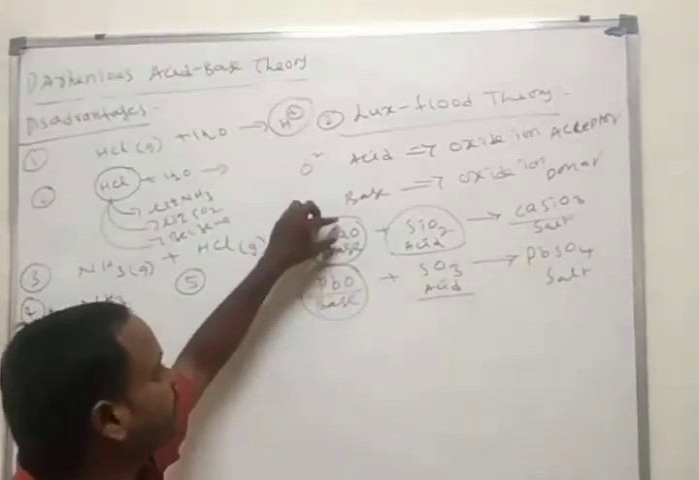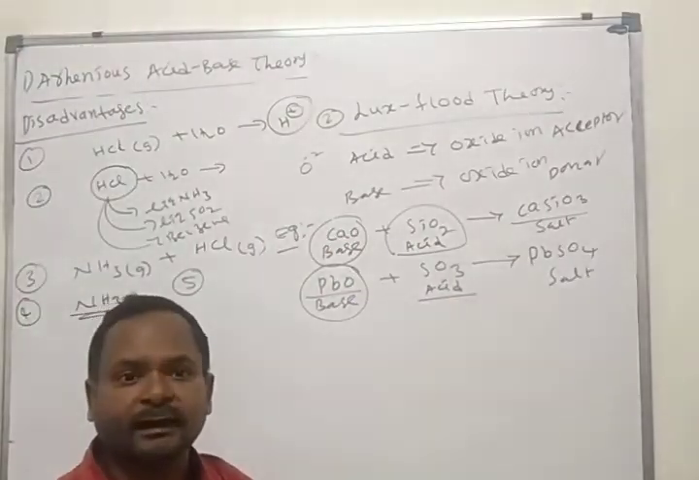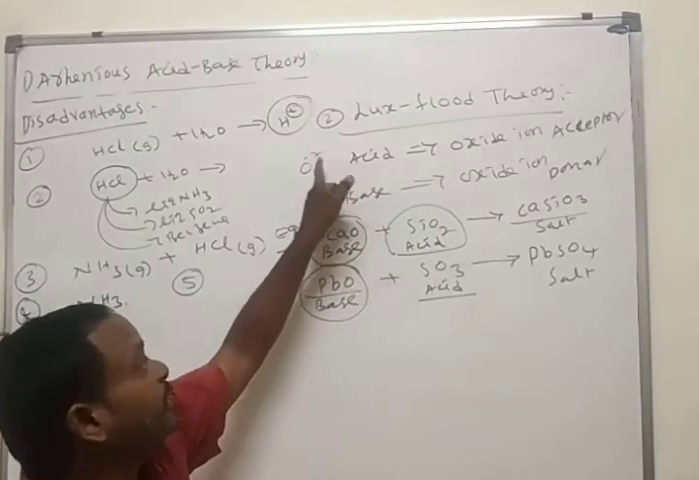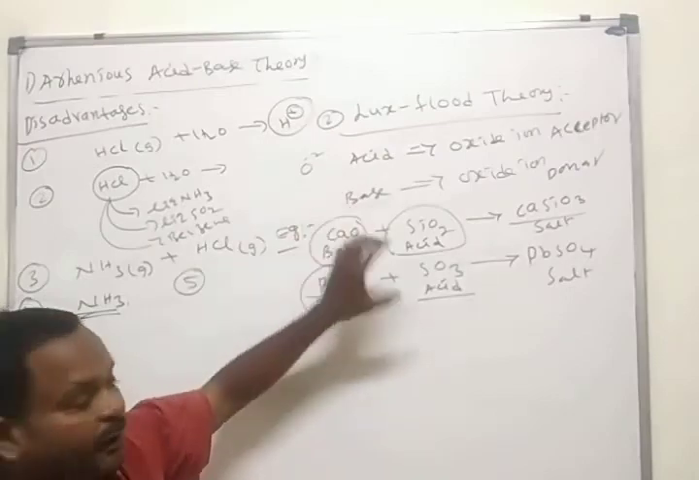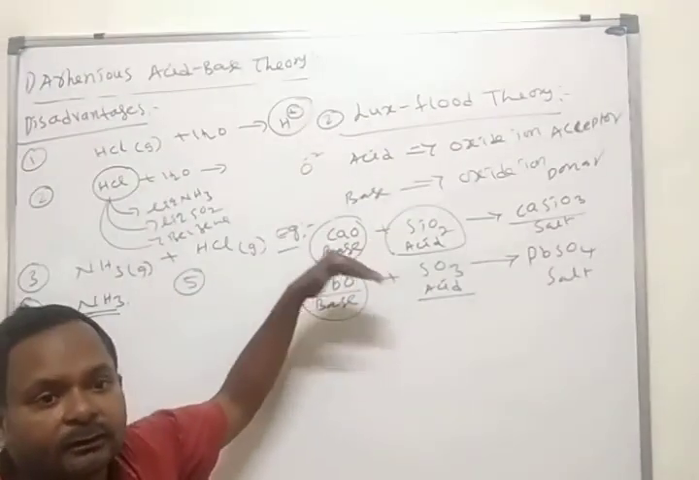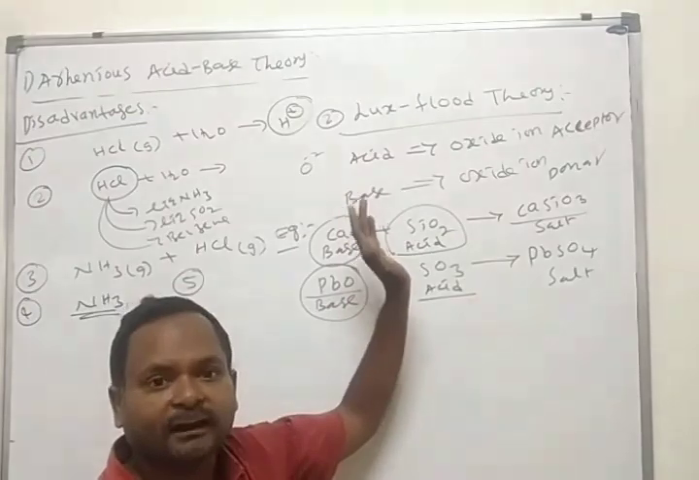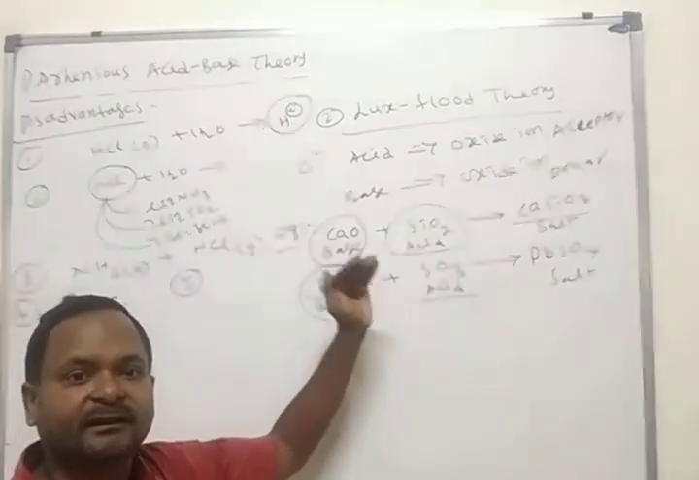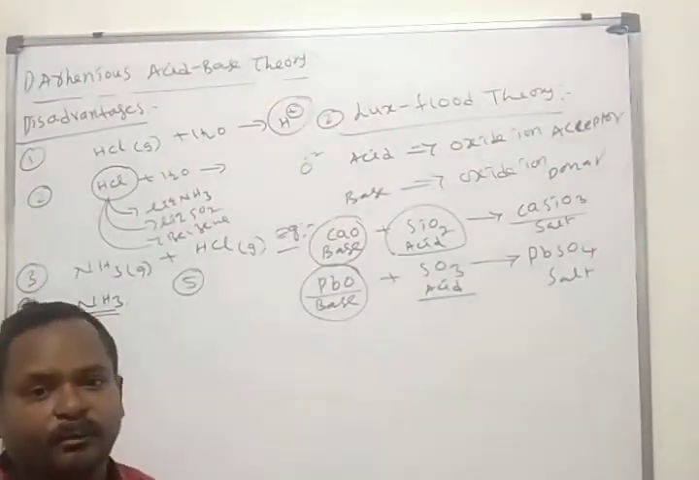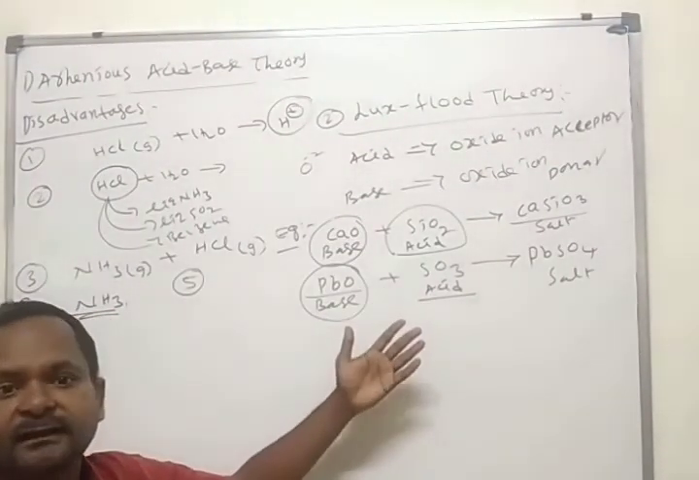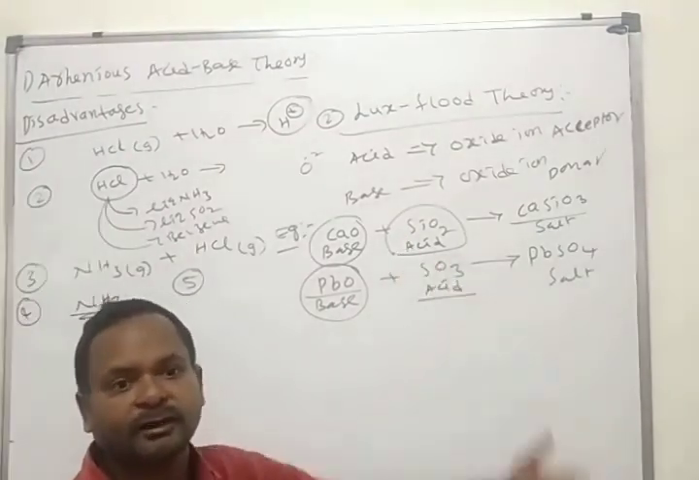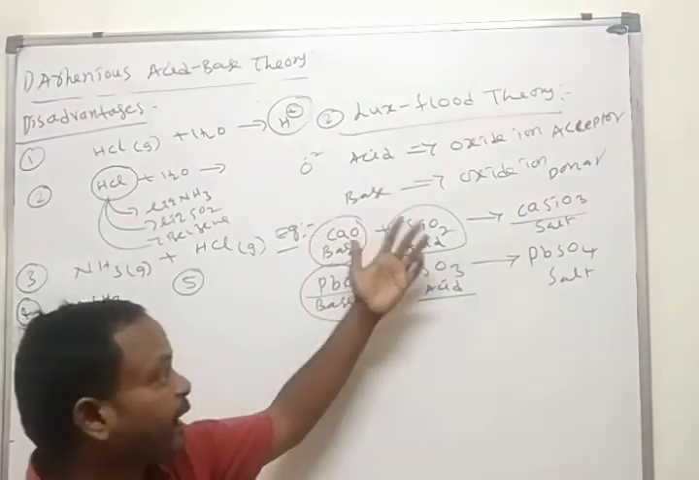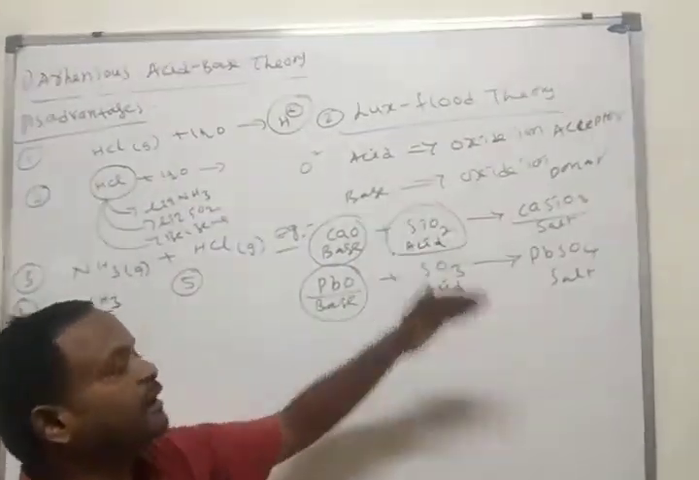If calcium oxide or silicon dioxide is not involved in the reaction, there is no donation and acceptance of oxide ion, so there is no reaction. For the metal oxides which are involved in reactions, their acidic and basic nature can be explained using this theory. Otherwise, it fails to explain the type of chemical reaction or the reactivity of those molecules. This is about the Lux-Flood theory.